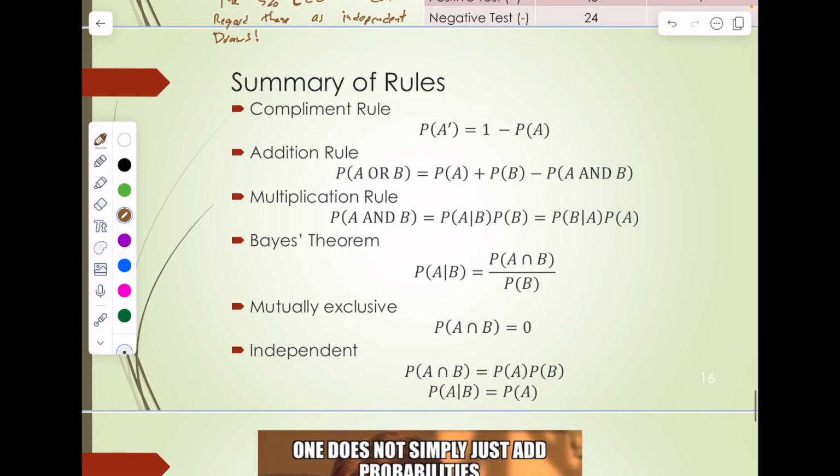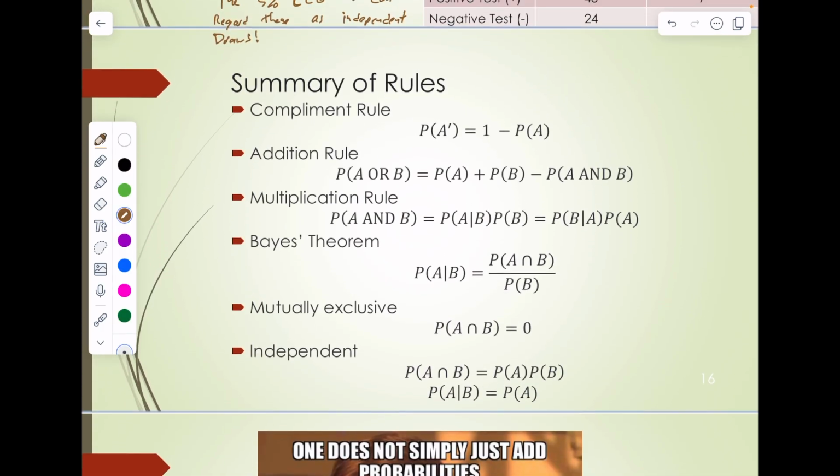Okay, summary of rules. From last time, we have the complement rule. P prime, remember that was a way of saying the complement, is going to be 1, which is everything, the probability of the sample space, 1 minus the probability of the event occurring. The addition rule, the probability of A or B, A union B, is the probability of A plus the probability of B minus the intersection, the probability of A and B.